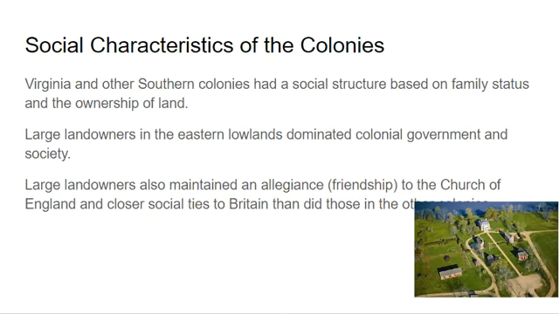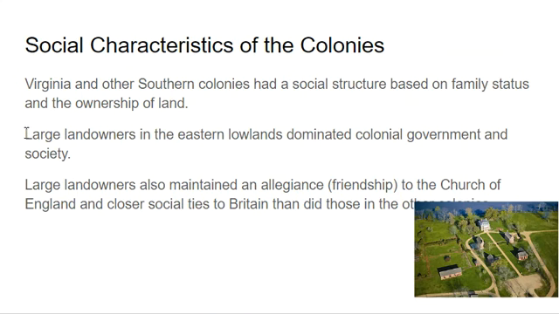So now we're going to be talking about Virginia and other southern colonies. You have to remember, Virginia is a southern colony, and they had a social structure based on family status and the ownership of land. So if you owned a lot of land, you were pretty important. If you came from a family that was very well known, you were pretty important. And large landowners in the eastern lowlands dominated colonial government and society.